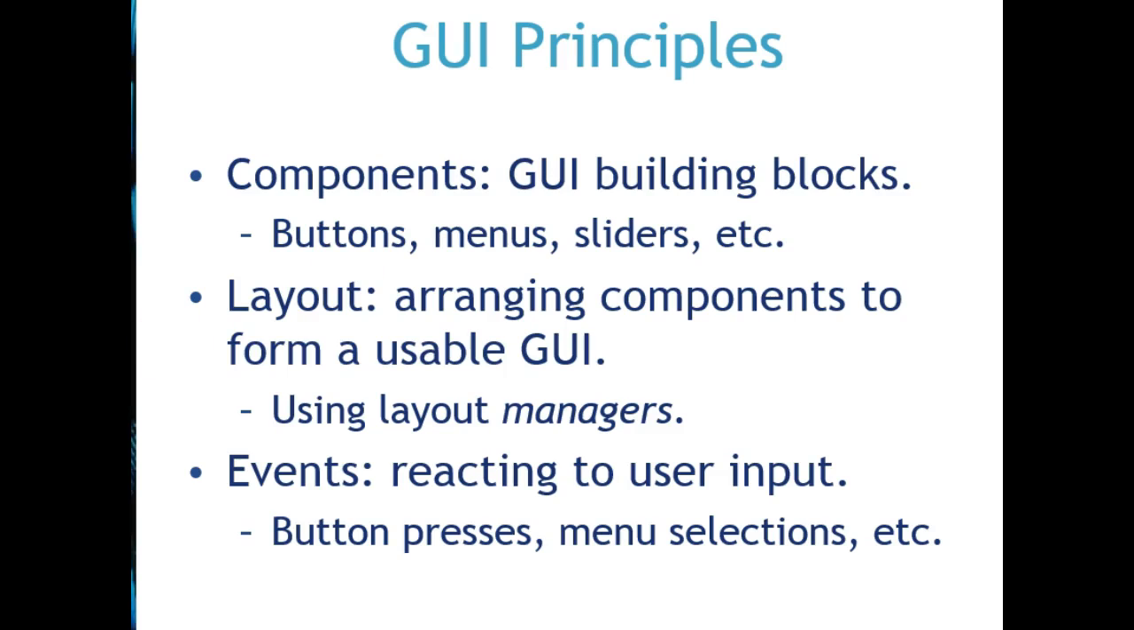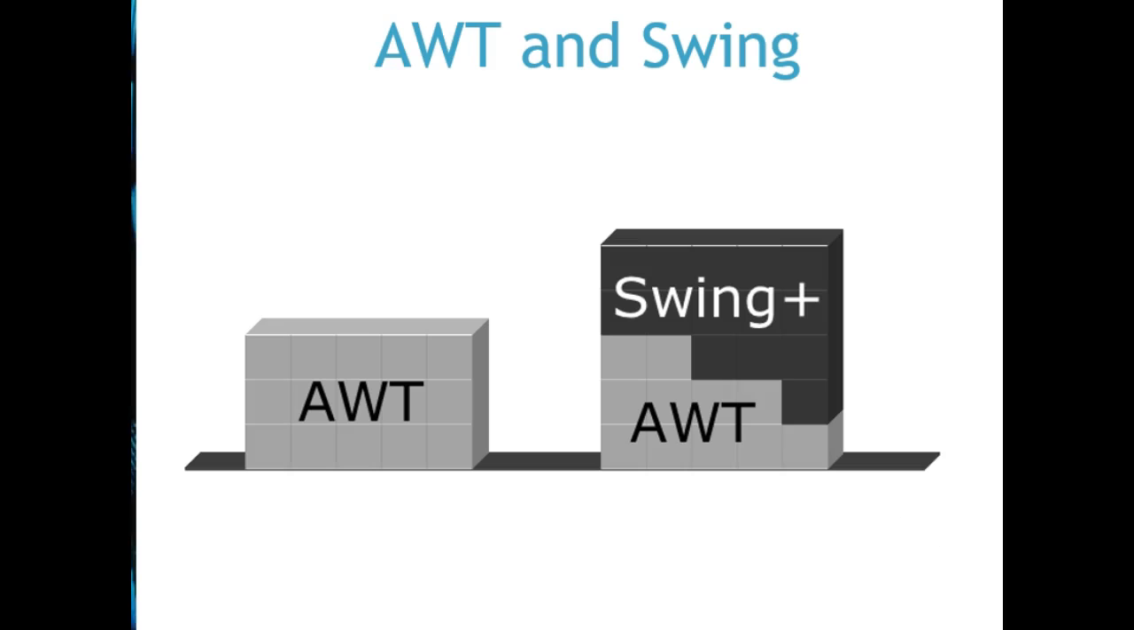So if a user activates a component, like if they click on a button or select a menu item, their system will actually generate that event. And our system can receive a notification of that event, and we can then take the proper actions that we need to do. So in here you see AWT and Swing.